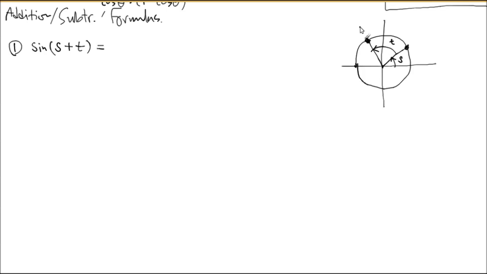So y coordinate, why y coordinate? Why am I talking about y coordinate here? Because sine of S plus T is supposed to be the y coordinate. Remember that? So the y coordinate of that is what you're looking at. Is there any way to write this one down in terms of the x coordinate and y coordinate of angle S and T, and that's the goal.